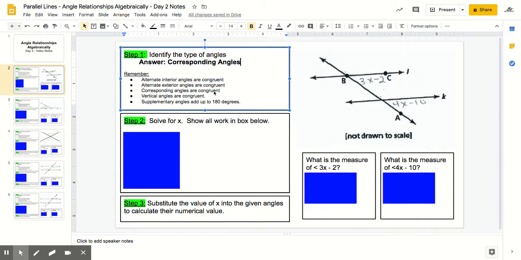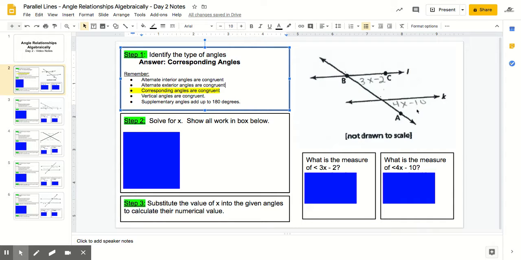Now, you need to not only identify the angle relationship, but you also need to know the important definition of what corresponding angles are in order to create your equation to solve for the missing angle. Just like yesterday, I have those definitions listed here. Please just highlight the corresponding fact about the angle relationship that's going to help you build your equation. What we need to know about corresponding angles is that they are congruent, which means they are equal to each other. So this angle 3x minus 2 and this angle 4x minus 10 are equal to each other.